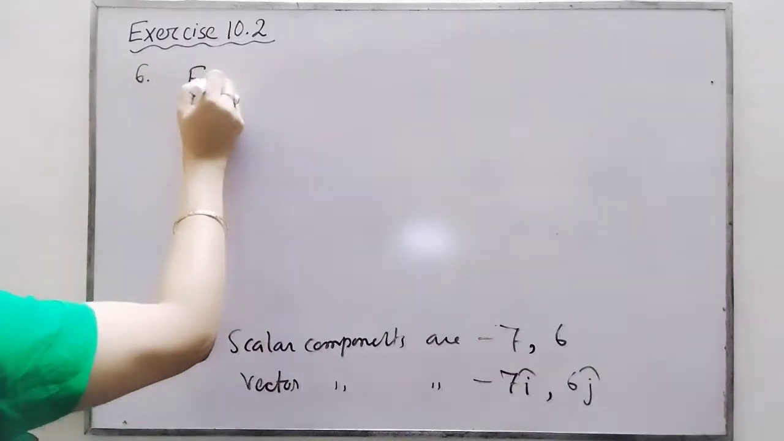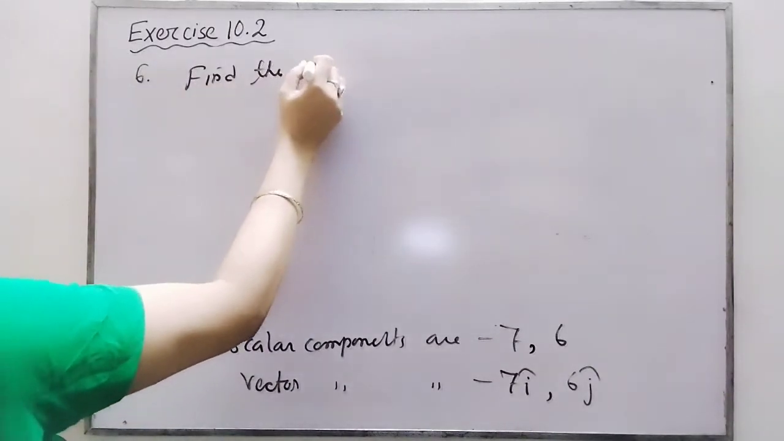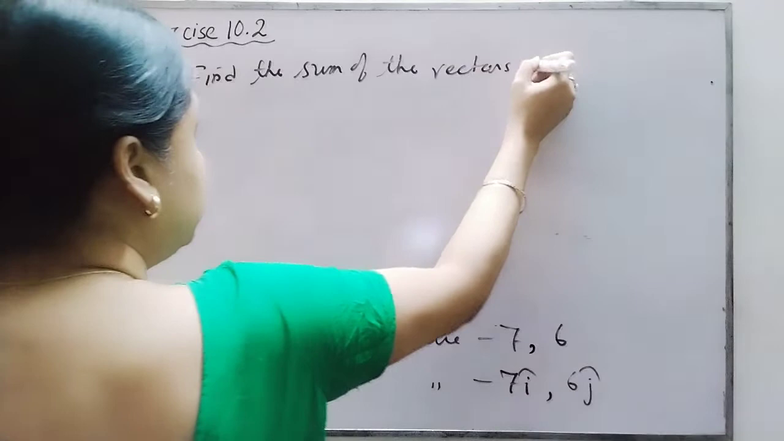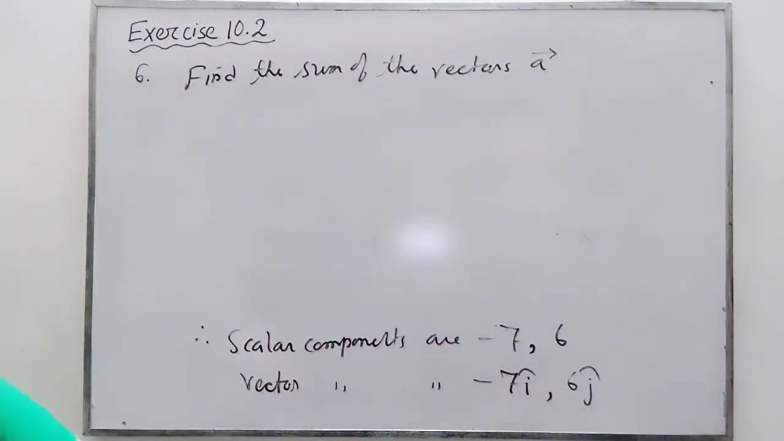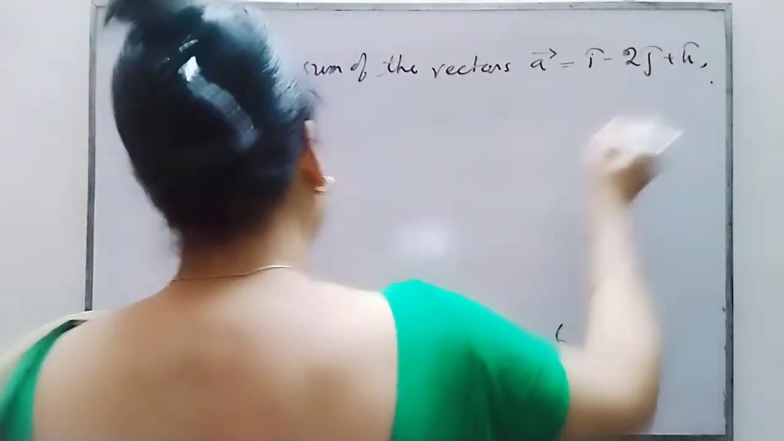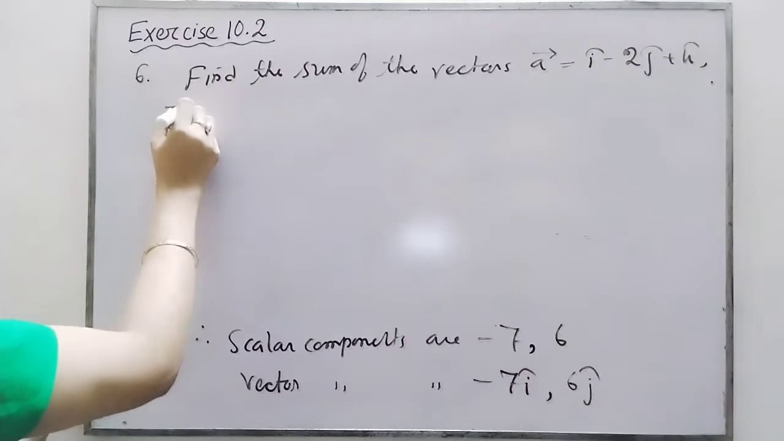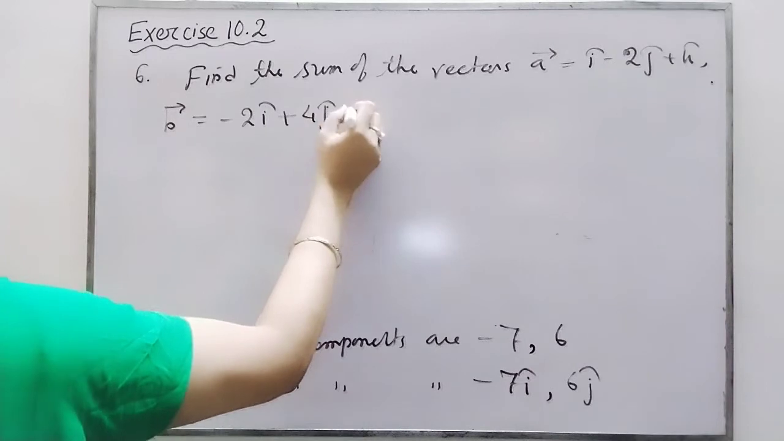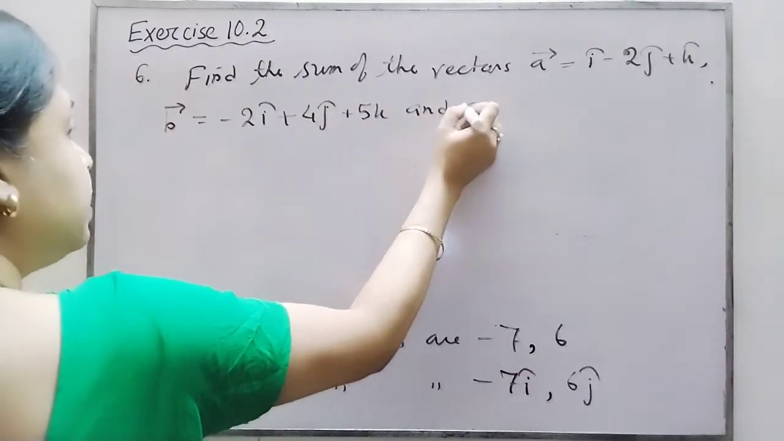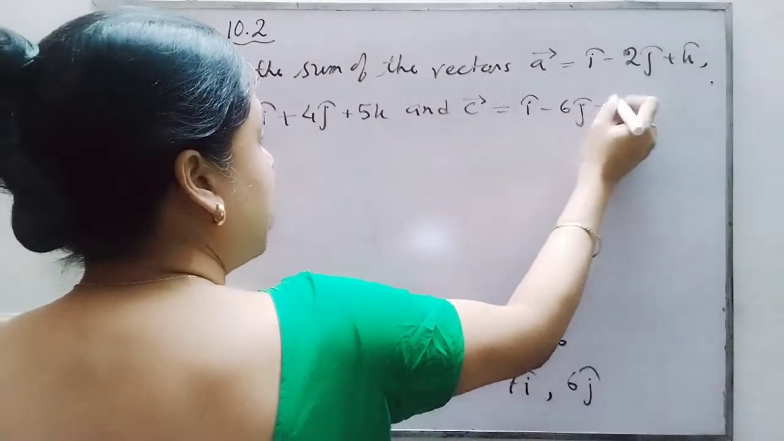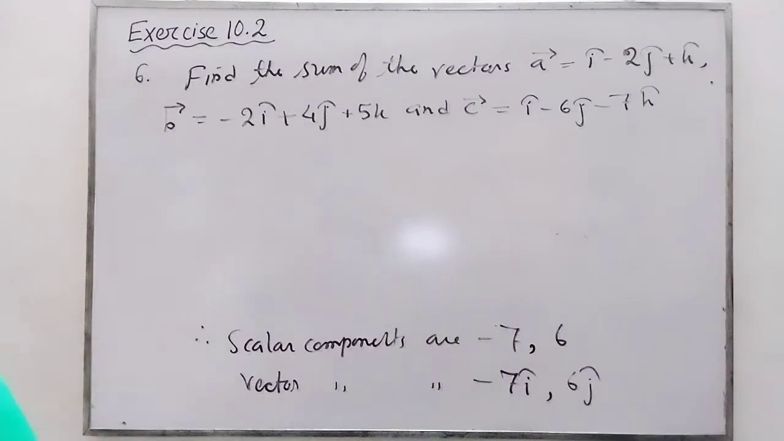Find the sum of the vectors. A bar is equal to i cap minus 2j cap plus k cap, and b bar is equal to minus 2i cap plus 4j cap plus 5k cap, and c bar is equal to i cap minus 6j cap minus 7k cap. Okay, so your question is to just simply find out the sum.